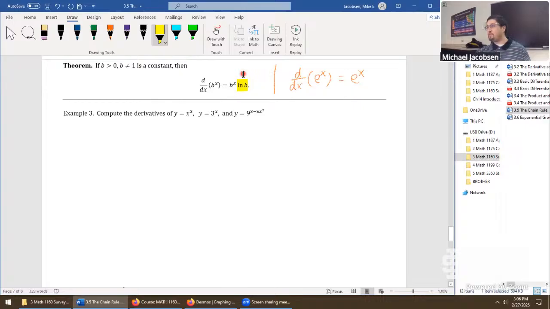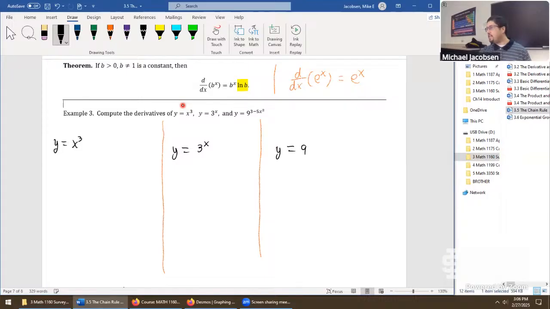And what makes this formula really complicated in a certain sense is that when you look at all this stuff, it's hard to tell exactly what's going on with some of these. The first two problems almost look identical, but it's up to us to tell the difference and apply the right differentiation formula. So let's break this down into a 3-column system this time. We're going to consider the 3 functions simultaneously. y equals x cubed, y equals 3 to the power of x, and y equals 9 to the power 3 minus 5x squared.